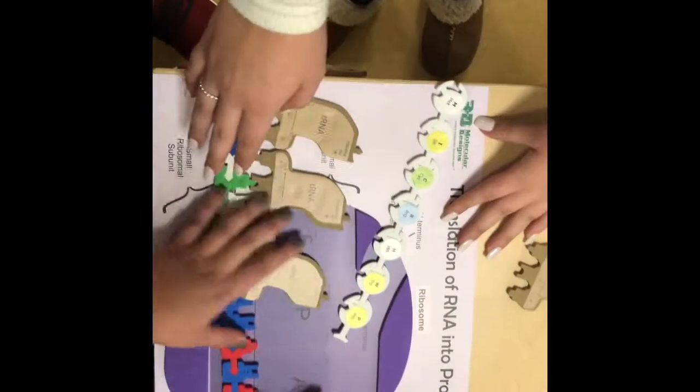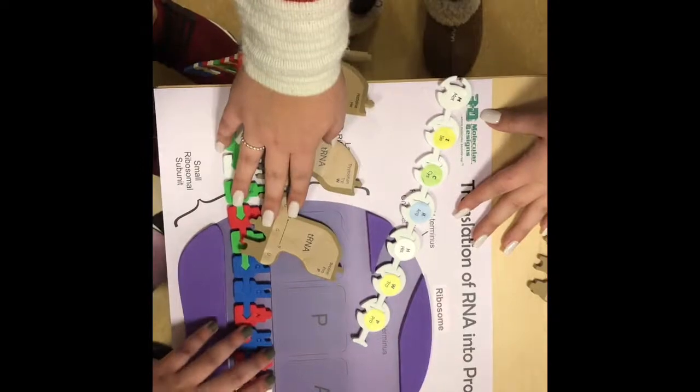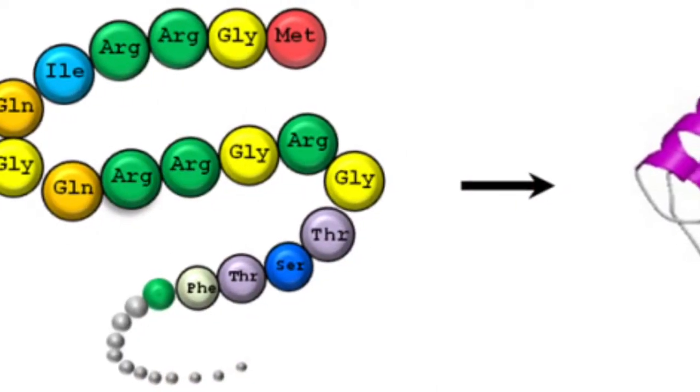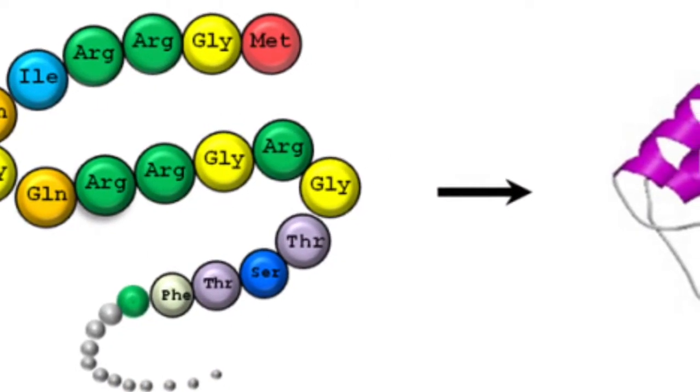When a stop codon enters the ribosome, a release factor enters the A site. Translation is now terminated and the polypeptide now exits and becomes a protein.